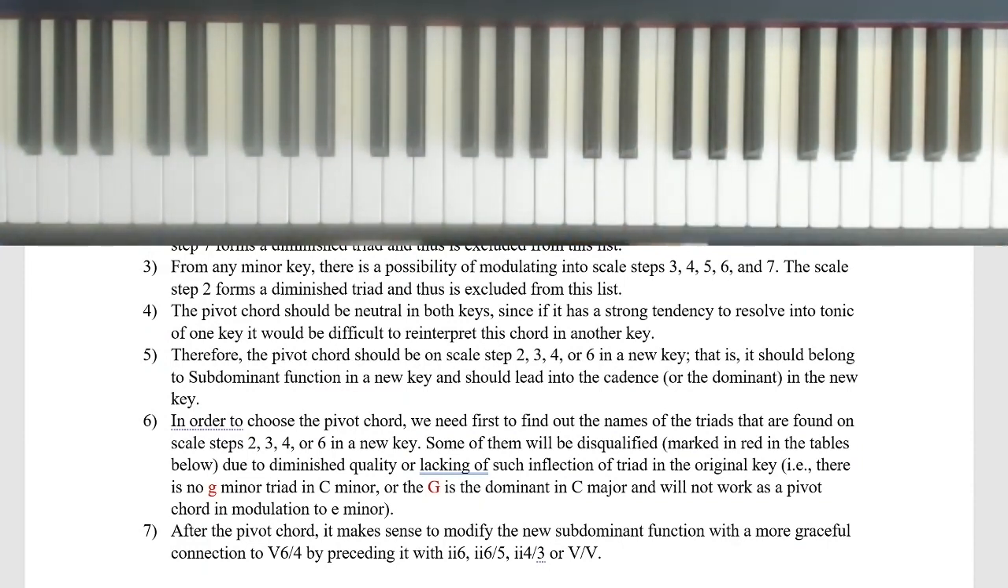After the pivot chord, it makes sense to modify the new subdominant function with a more graceful connection to 5/6/4, as I mentioned already, using 2/6/5, 2/6, 2/4/3, or 5/5. These are those chords in green which make the connection from the pivot chord to a new cadence more graceful.